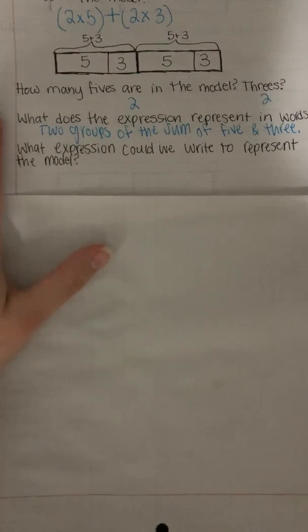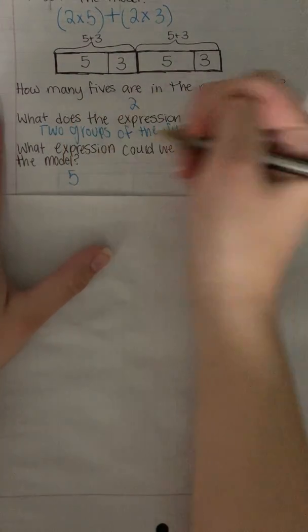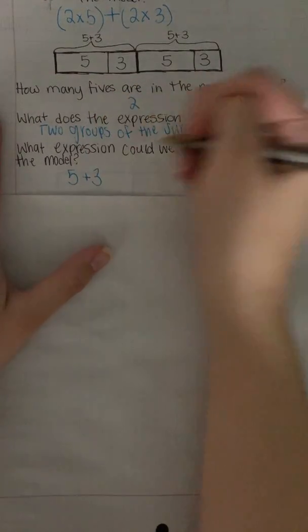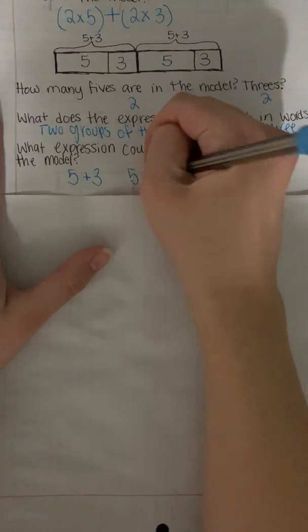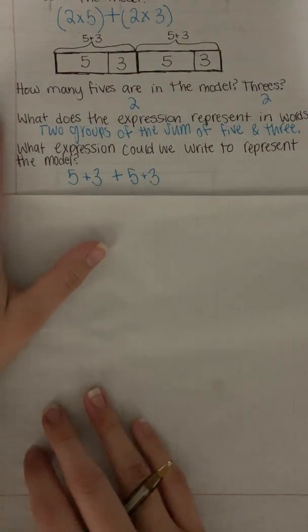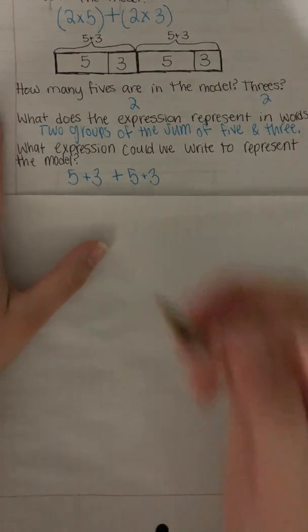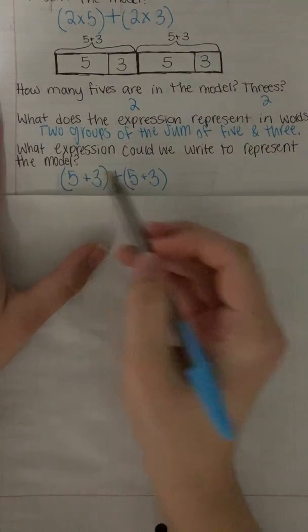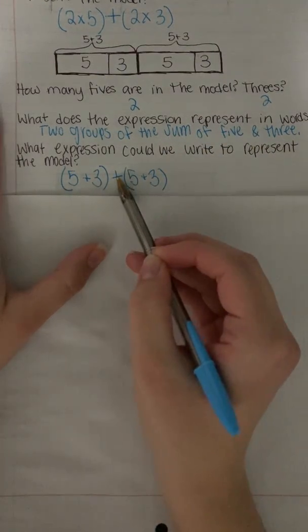There are actually 2 different ways you could write this. So we could do, and actually kind of 3 ways, 5 plus 3, 5 plus 3, and we're adding them together. So that's one way. We could also throw the parentheses in there to show that we add both of those groups first and then add them together.